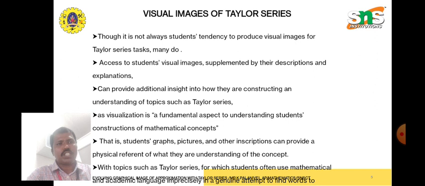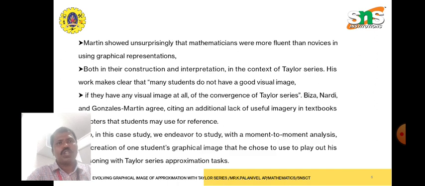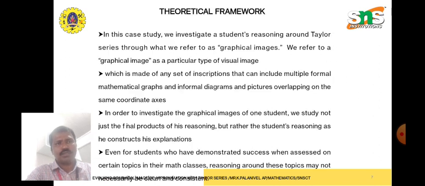With topics such as Taylor series, Martin showed that mathematicians were more fluent than novices in using graphical representations, both in their construction and interpretation in the context of Taylor series. His work makes clear that many students do not have a good visual image, if they have any visual image at all, of the convergence of Taylor series, citing the additional lack of useful imagery in textbooks as a possible reason.